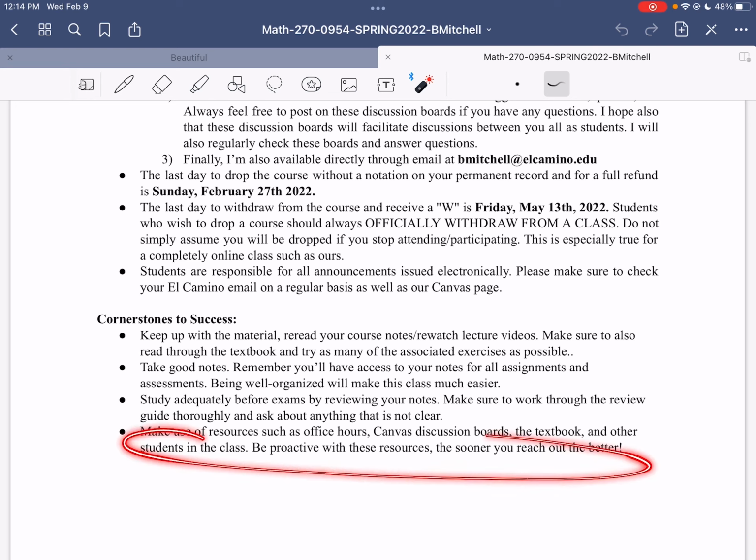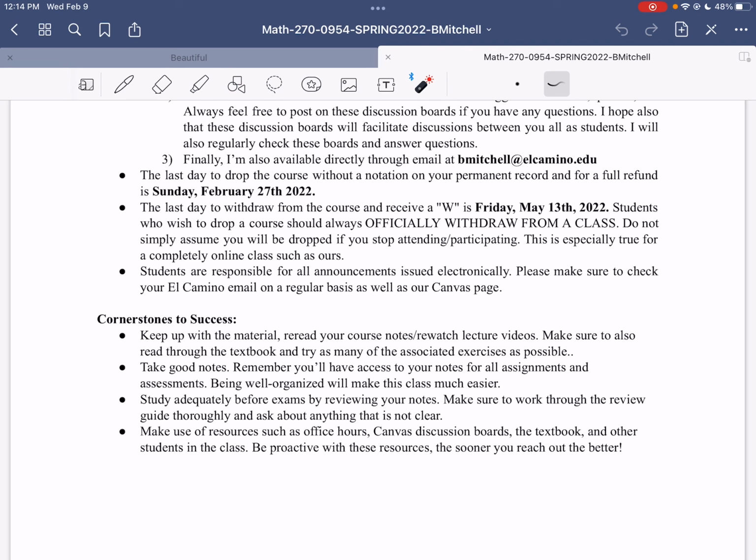And then finally, making use of resources, right? We have office hours each week. We have the Canvas discussion boards, your textbook, and of course, other students in the class. I know that it's an online class, so it's more difficult to engage with each other. But in the past, I've had students form little online study groups, message each other, things like that. I think that can be very beneficial. Mathematics often gets the reputation that it is a solo type discipline, but really, especially as you move into more conceptual stuff like this course does, it benefits from discussion.